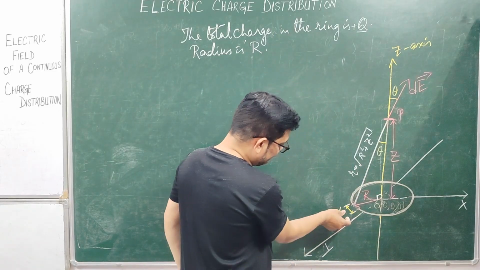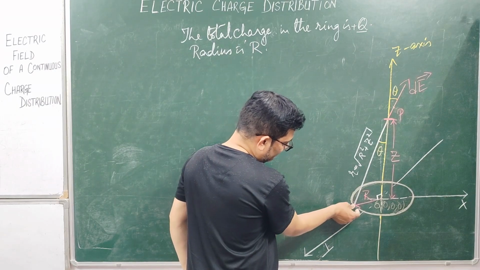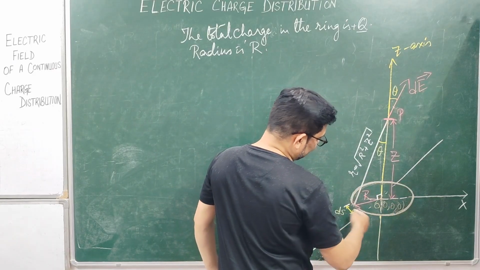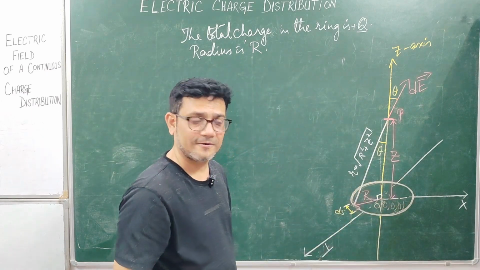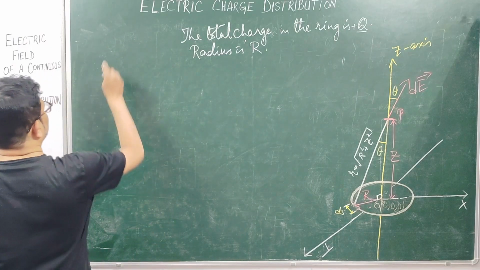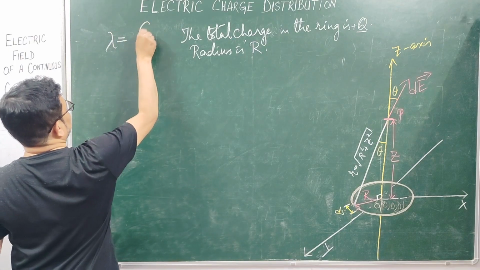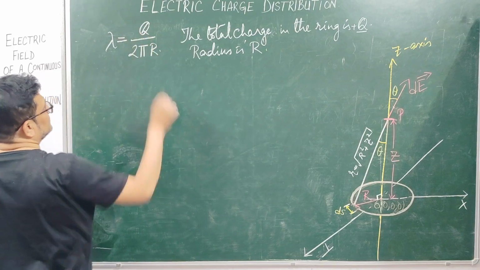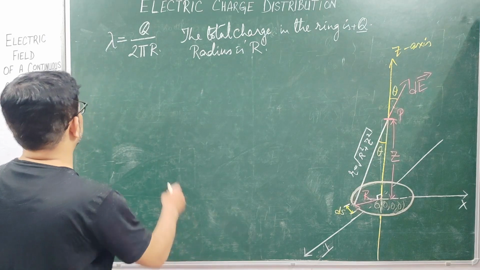So we have taken the elemental part of this ring as ds, and now we'll be figuring it out. If the total charge is Q and R is the radius, the length is going to be 2 pi R. So we can write here that this linear charge density lambda would be equal to the net charge Q by 2 pi R, right? This is going to be lambda, the linear charge density.